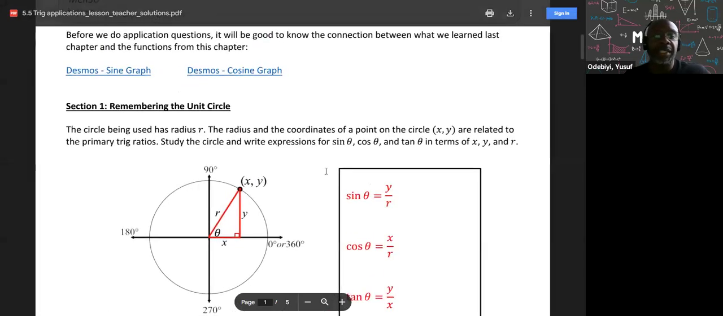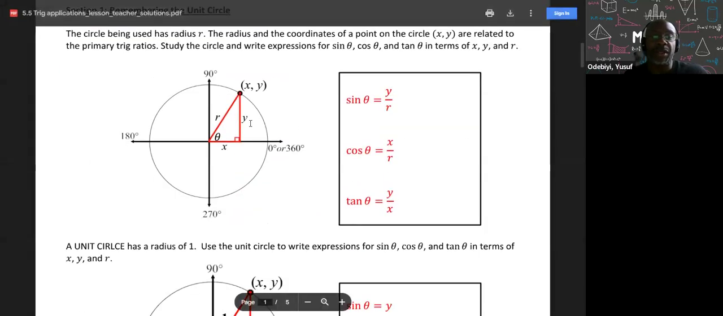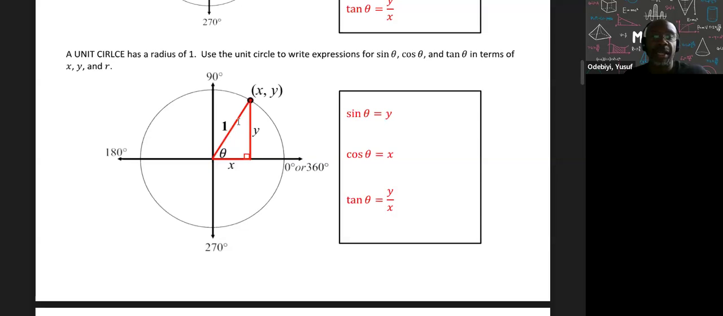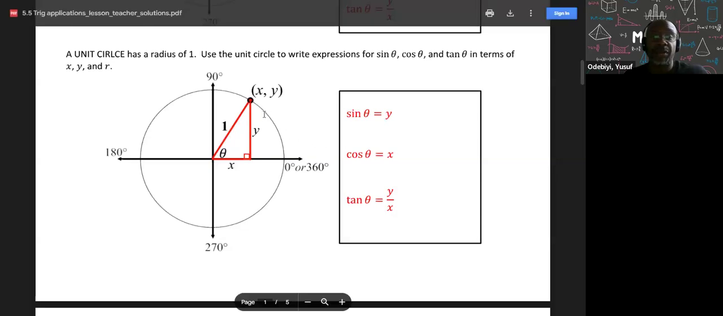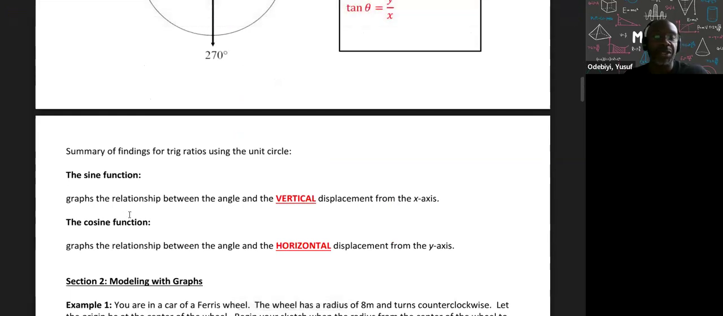Okay, here we're basically just remembering the unit circle. So remember that stuff from the previous lesson today, right? So remember this from before. So now let's get into the sine function, cosine function. Okay.